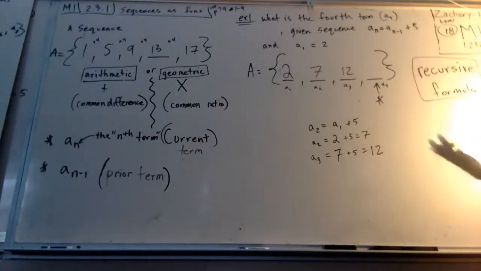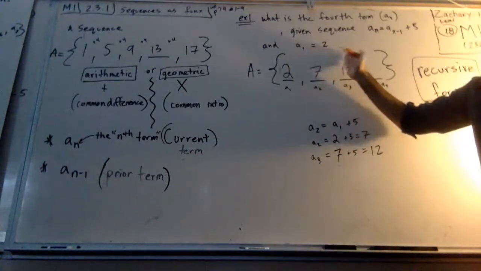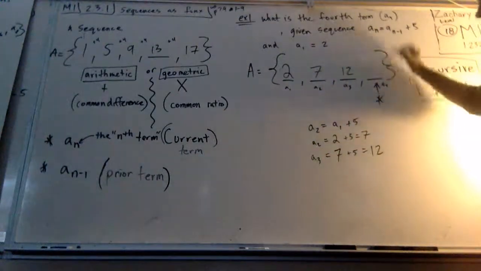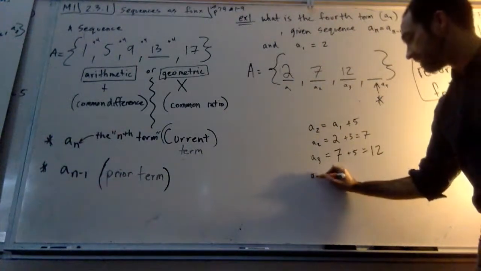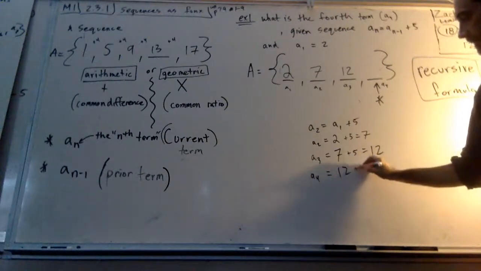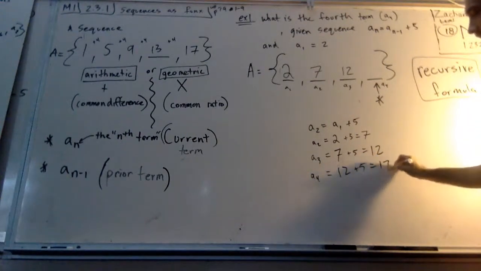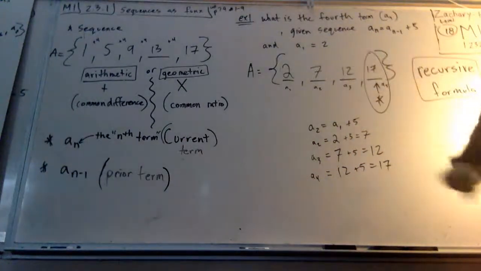When you guys are asked to get the fourth term, just find each of the terms. You can write your answer as a problem set and just circle the fourth term. Okay. This one, let's see. A sub 4 is the prior term, 12, plus 5, 17. And I'd want you just to circle that up. Make sure that you note that that is what we're looking for.